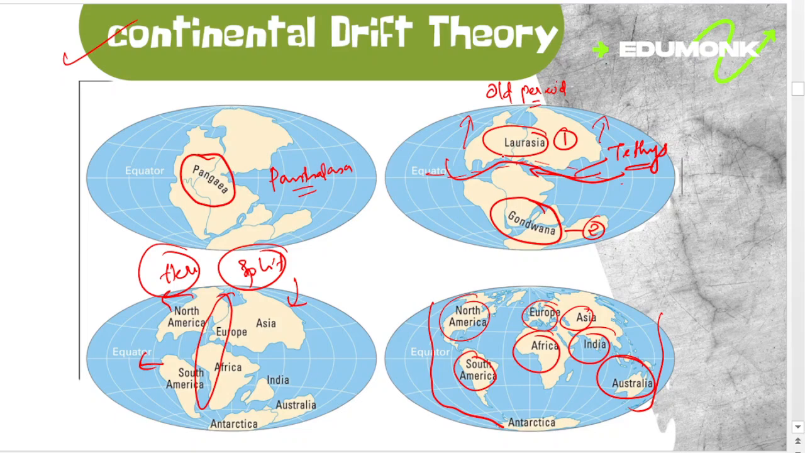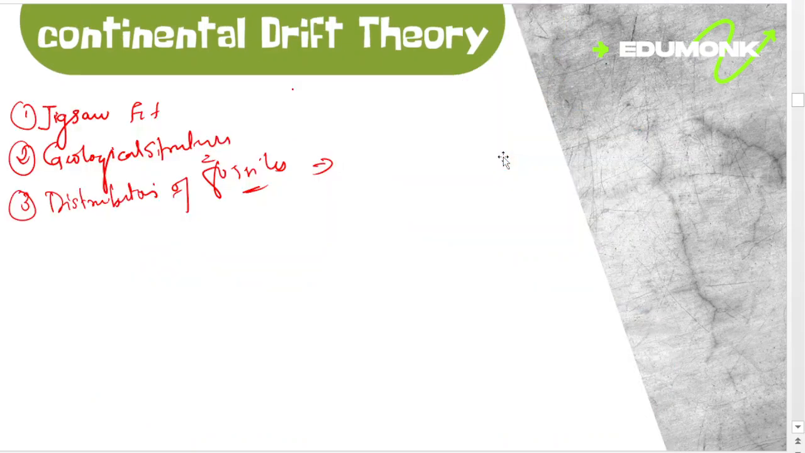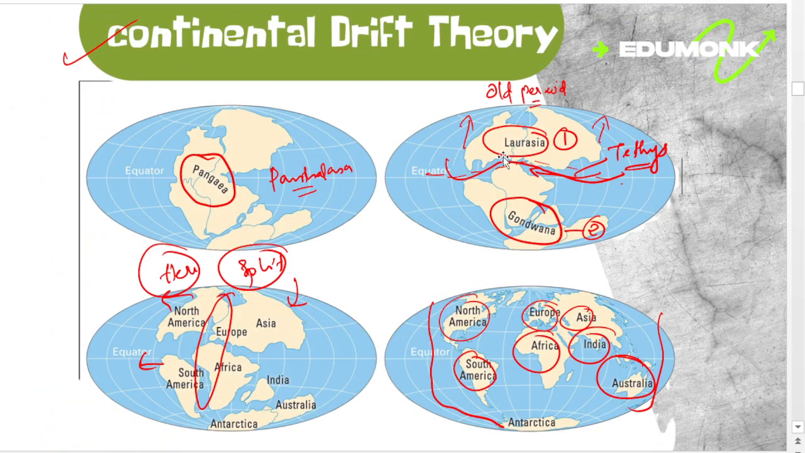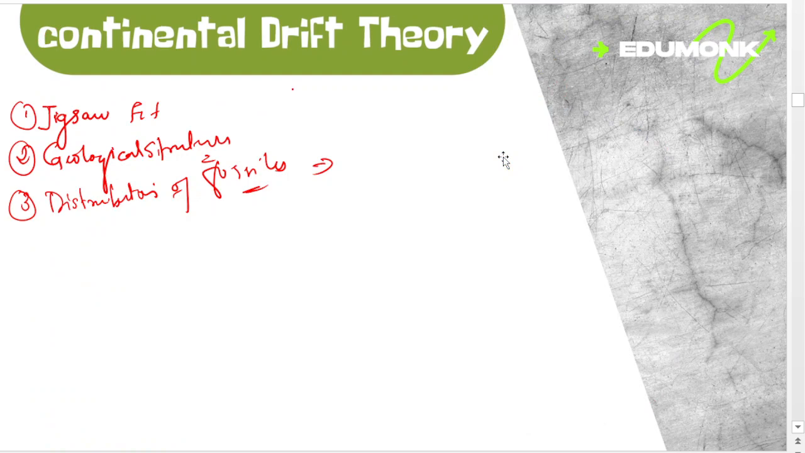And in the second case, it did not explain the formation of oceanic ridges. Oceanic ridges are the mountains under the ocean. This theory didn't explain the oceanic ridge formation. We will explain what an oceanic ridge is and how they are formed.